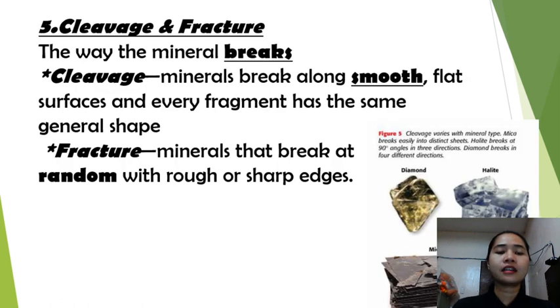The last is cleavage and fracture. Cleavage is when a mineral breaks along smooth or flat surfaces, and every fragment has the same general shape. An example of cleavage is mica. You can see it in the structure. Fracture is when minerals break at random with rough or sharp edges. Examples of fracture are diamond and halite.